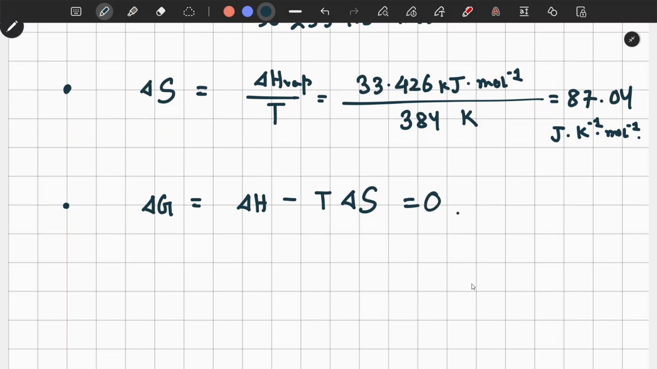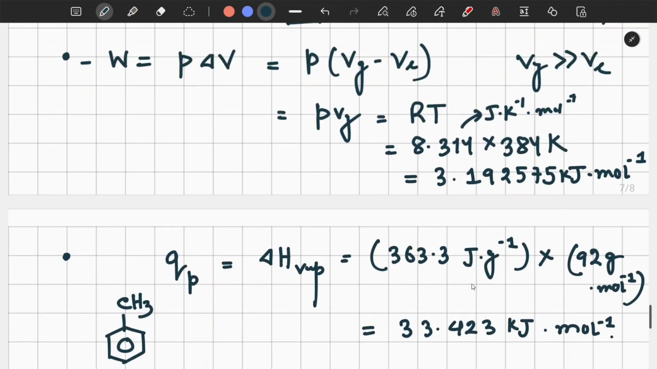Or you can do it the other way around. dG is equal to VdP minus SdT. VdP is anyway 0, constant pressure process, and SdT is also 0, constant temperature process. So it's 0. Okay, so that was question number 10.